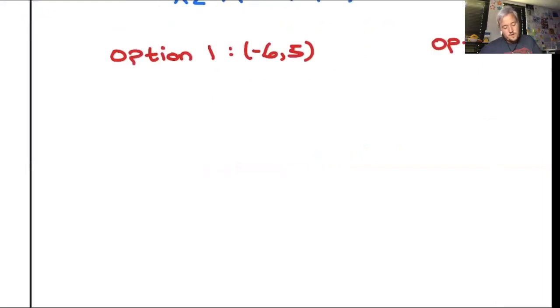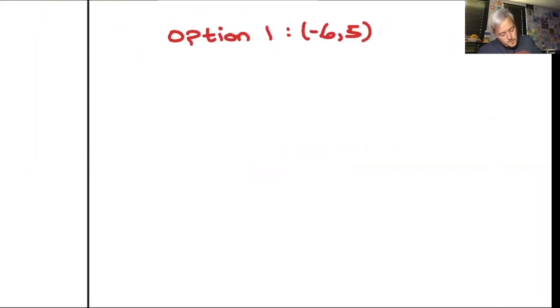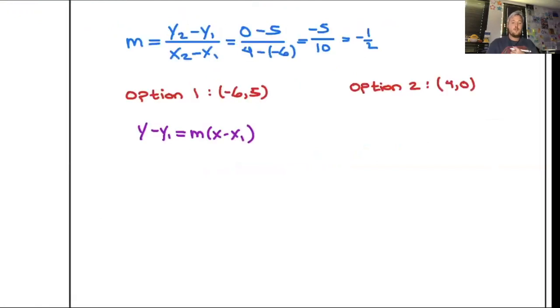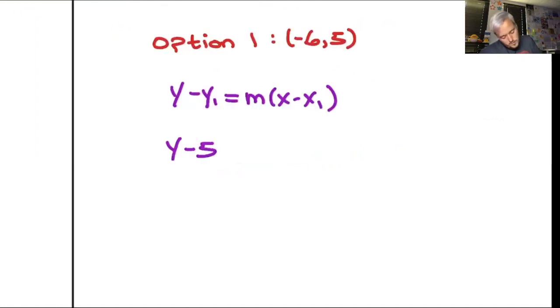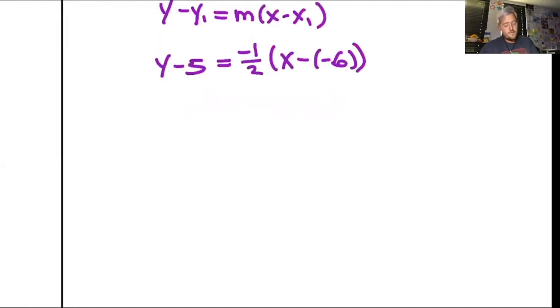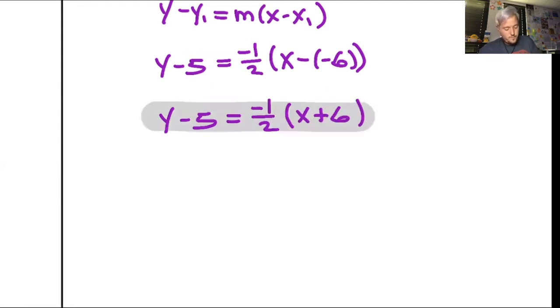Okay, so I'm going to start with y minus y1 equals m times x minus x1. So I'm going to plug in my point and my slope. So y minus 5 equals negative 1/2 x minus negative 6. I'm going to simplify before I start converting. So y minus 5 equals negative 1/2 x plus 6. So here's my point slope form.